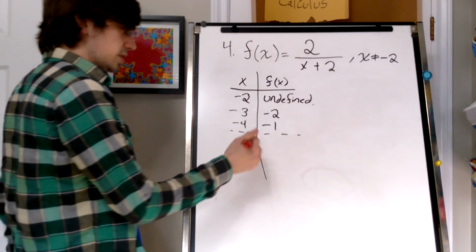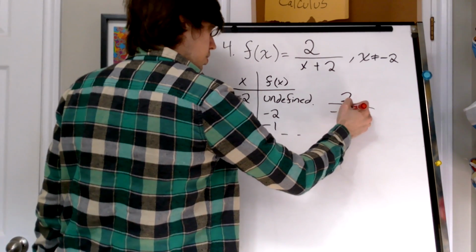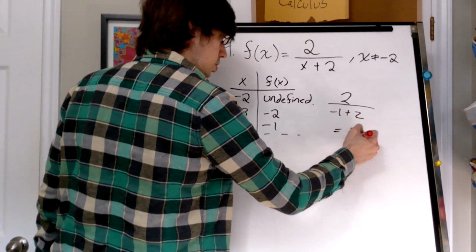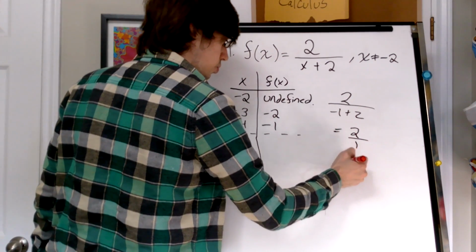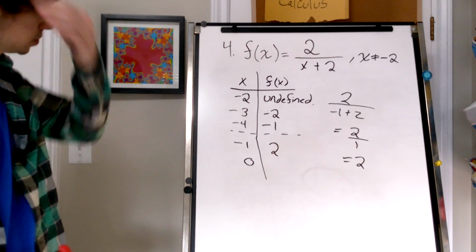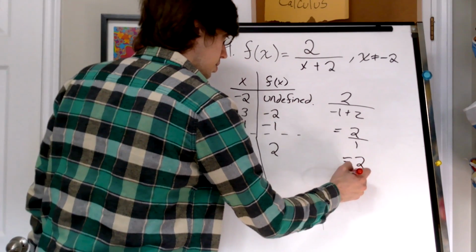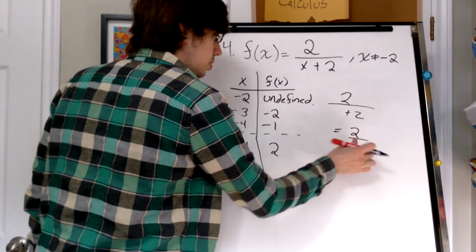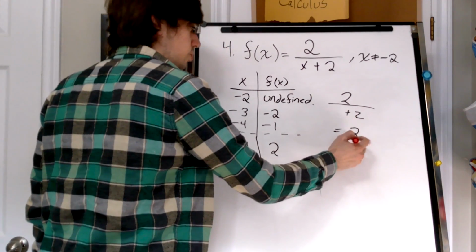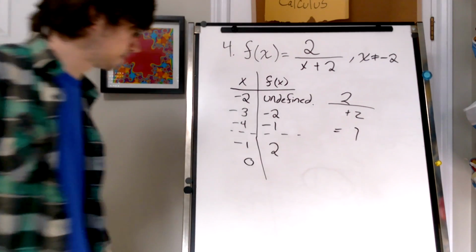See what's happening on the other side for now. 2 over -1 plus 2, that's 2 over 1, which is 2. And if we plug 0 in, and that's plus 2, just call it right there, 1.